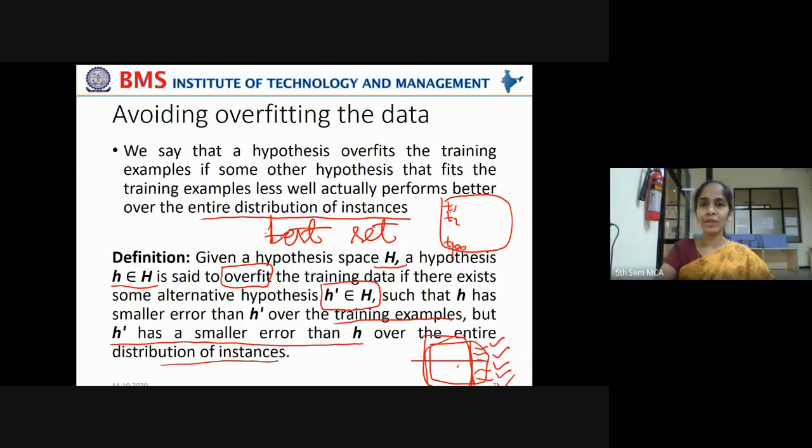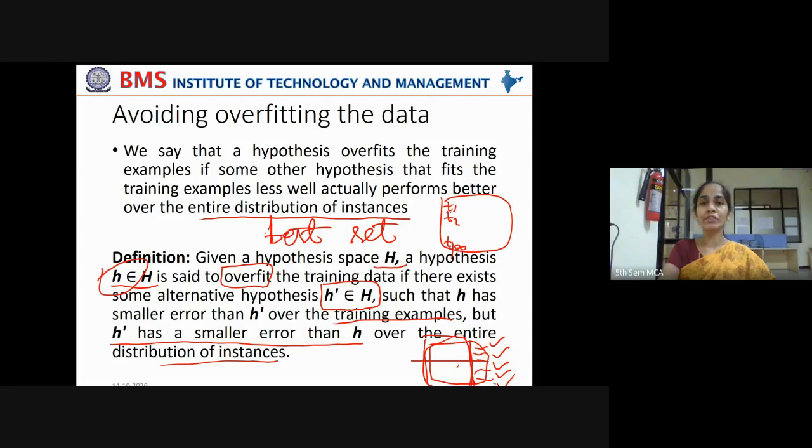It is fitting the decision tree and the training examples moderately, and it is performing well with the test set also. Then we say it is not overfitting. But there is a hypothesis H belongs to H, which perfectly fits the training set, but is not performing well with the test set. Then we say H is overfitting. H dash is not overfitting. H is overfitting. Got it?